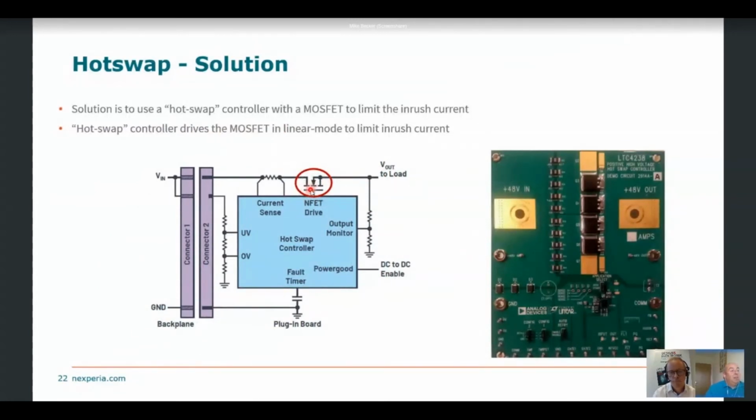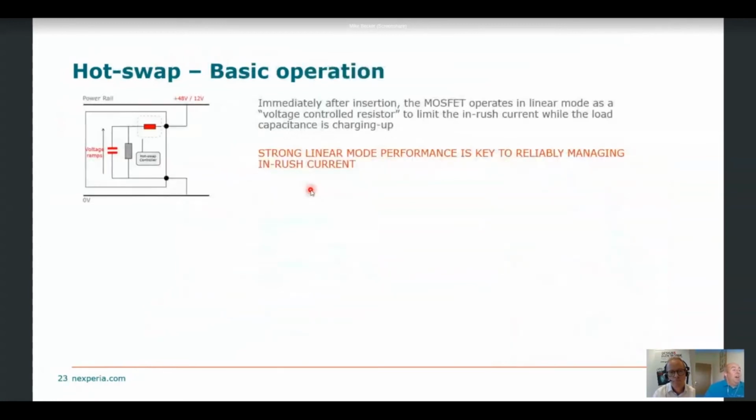You have a MOSFET that's driven by a Hotswap controller, and that Hotswap MOSFET has to do two things. While the capacitor is charging up, it limits the current, and so it operates in linear mode for extended periods of time. This can be several milliseconds or more.